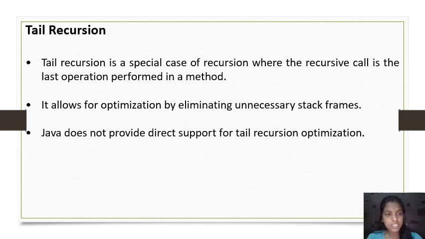And the next one is tail recursion. What do you mean by tail recursion? Tail recursion is a special case of recursion where the recursive call is the last operation performed in a method. It allows for optimization by eliminating unnecessary stack frames. Java doesn't provide direct support for tail recursion optimization.